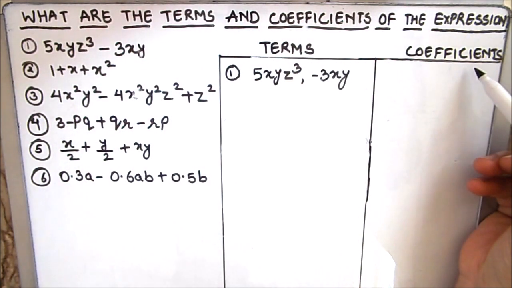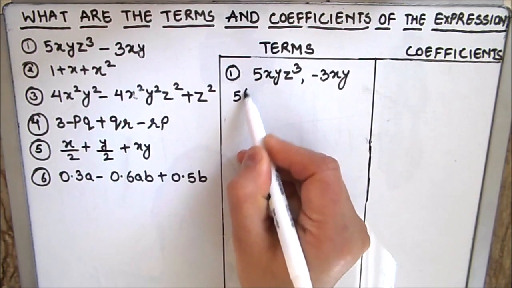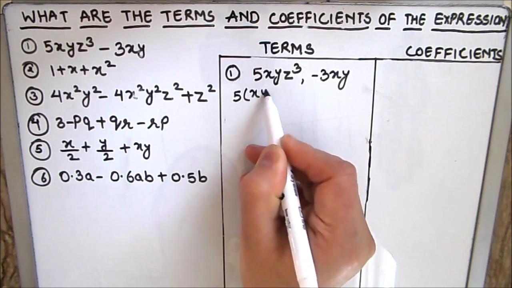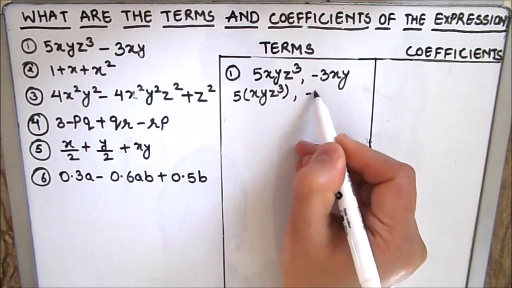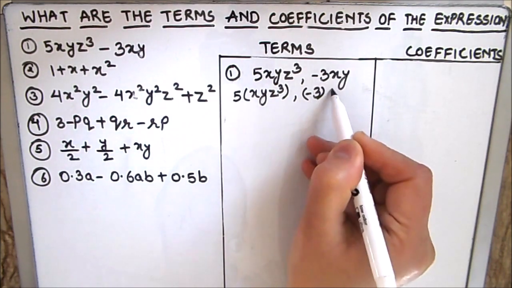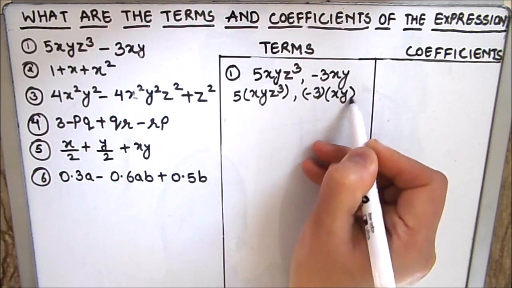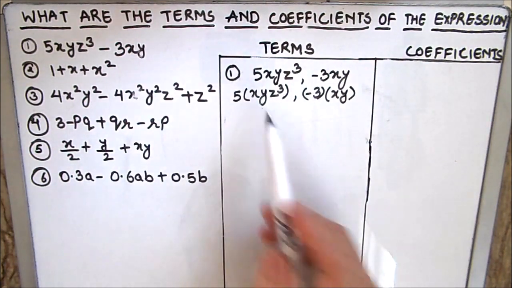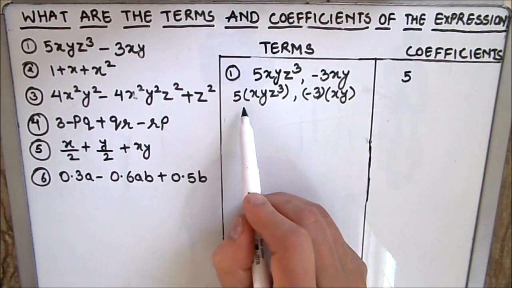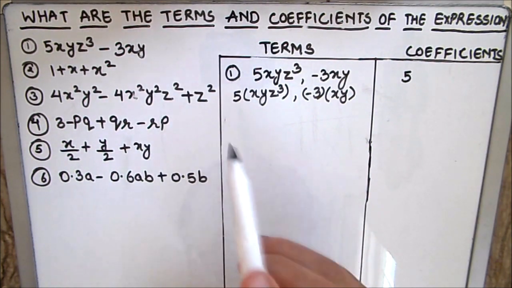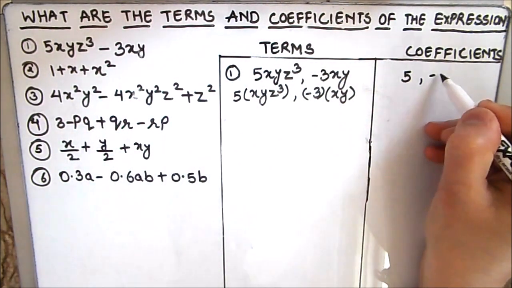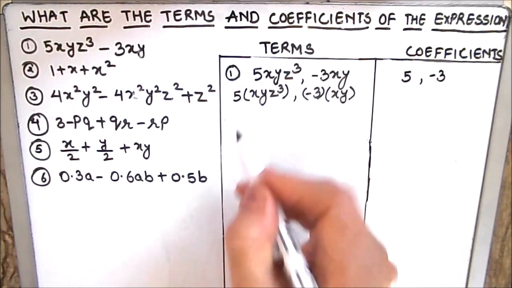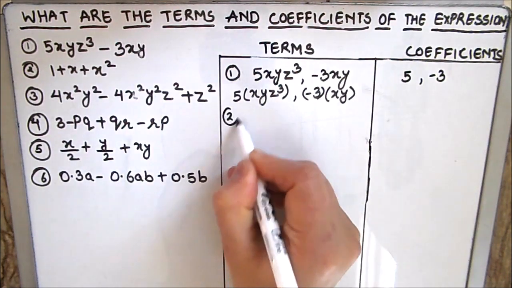Let's talk about the coefficients in this expression. The first term can be written as 5 times xyz cube, and the second term can be written as minus 3 times xy. So the coefficient in the first term is 5 and the coefficient in the second term is negative 3.